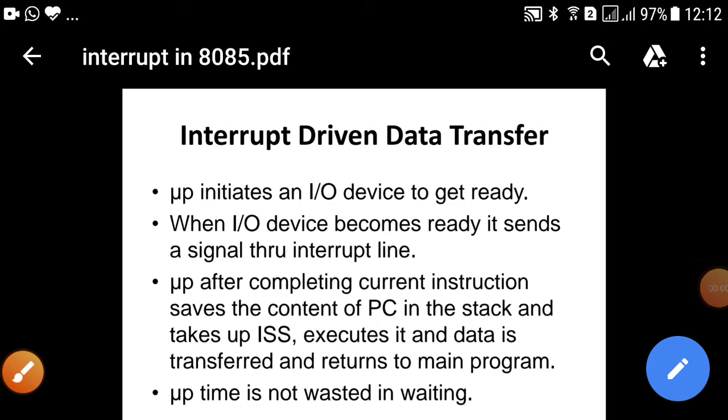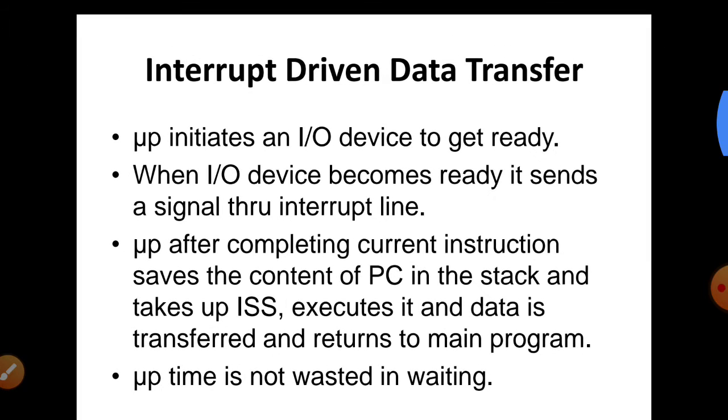Now in this video we will be discussing the interrupts which are used in 8085. This interrupt is a process of data transfer where the external devices or the peripheral devices inform the processor that they are in need of communication and request its attention, the attention of the processor.